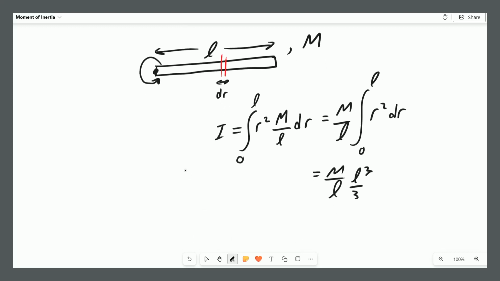So, simplifying that, we just have ML squared over 3. That is our moment of inertia for the entire rod. It's just an integral based on that same mr squared.